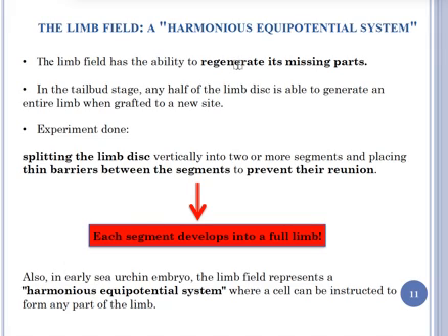And they have seen that the formation of limbs is an equipotential system not only in frogs or salamanders, but also in the sea urchin. So the limb field is also a harmonious equipotential system, since each cell can be instructed to form any part of the limb. So it's the same property in these organisms: the limb field is a harmonious equipotential system.